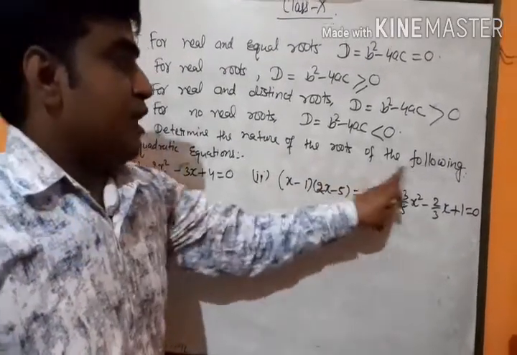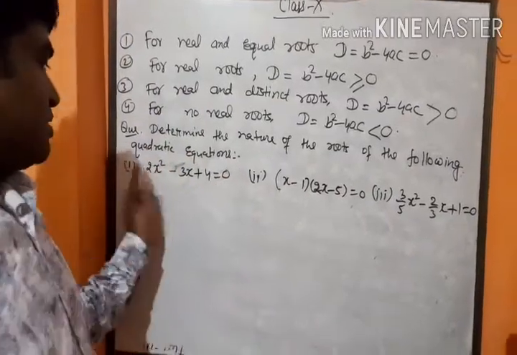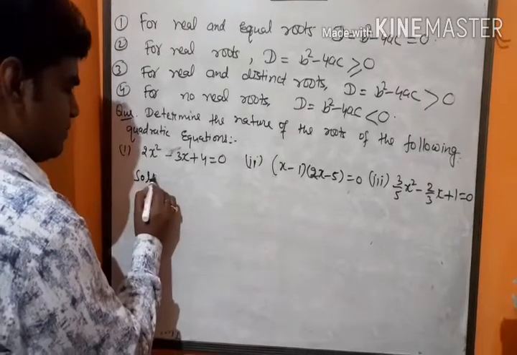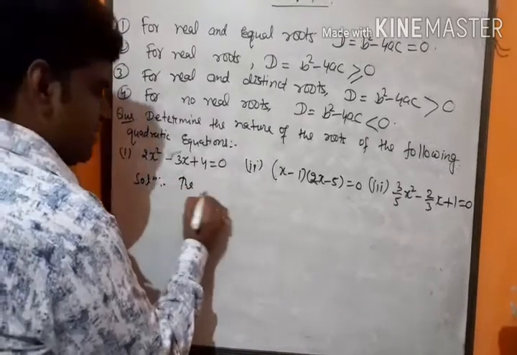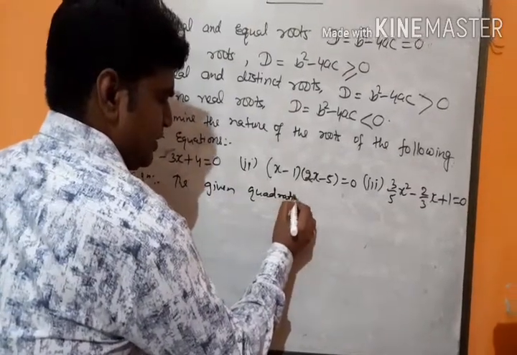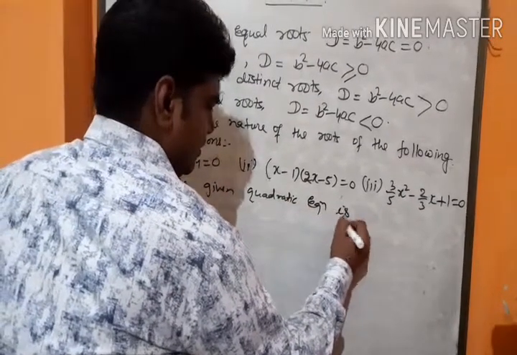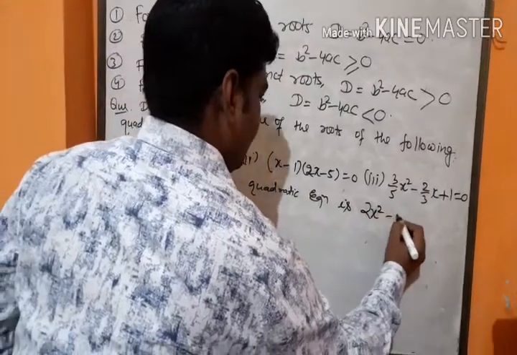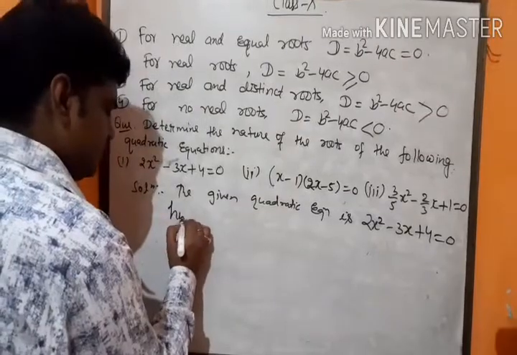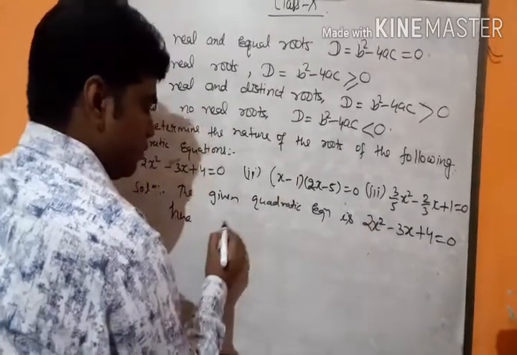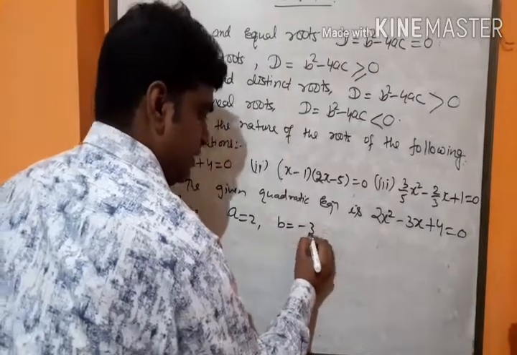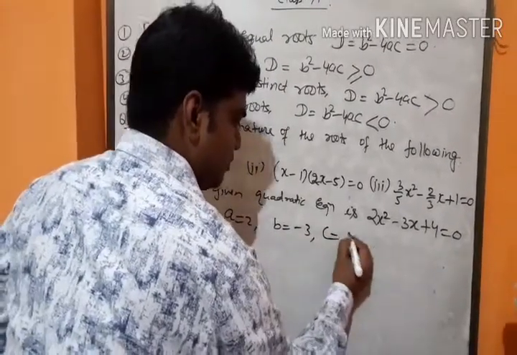Now some questions related to nature of roots. Determine the nature of the roots of the following quadratic equation. The question is 2x² − 3x + 4 = 0. First solution: the given quadratic equation is 2x² − 3x + 4 = 0. Here the coefficient of x² is 2, so a = 2, the coefficient of x is −3, so b = −3, and the constant term is 4, so c = 4.